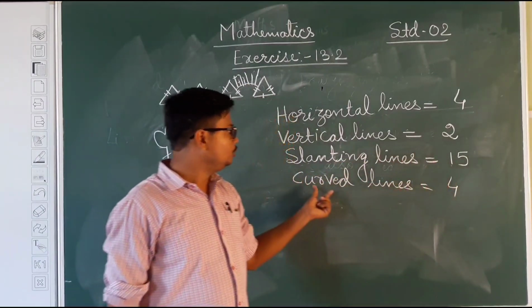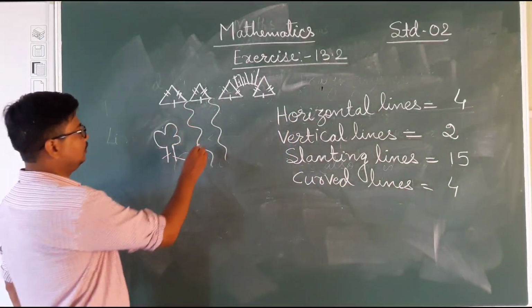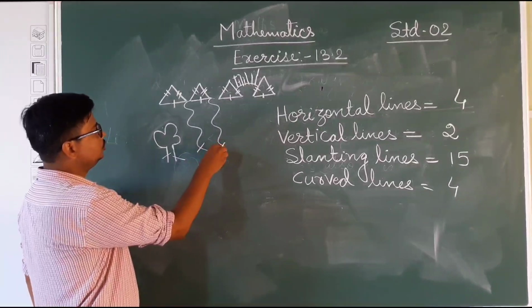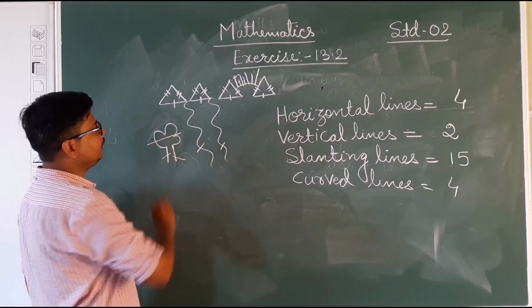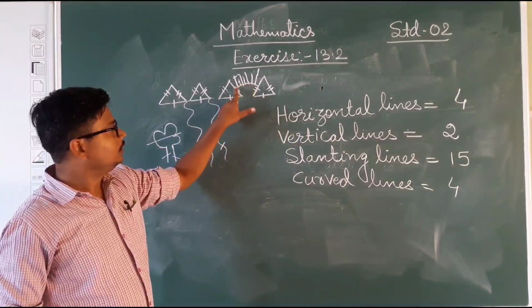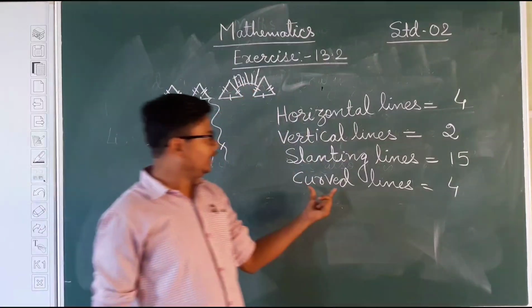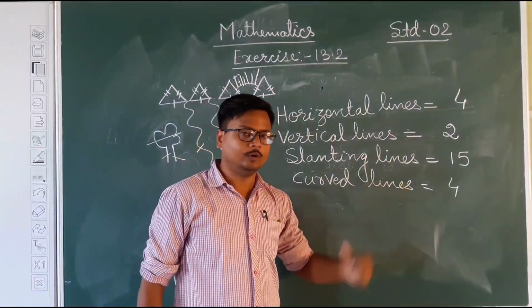Okay. Now come to curved lines. Curved lines means these lines. 1, 2, this all we take in 1, 3, and again this semicircle you can say, curved line you can say 4. So total number of curved lines will be 4.